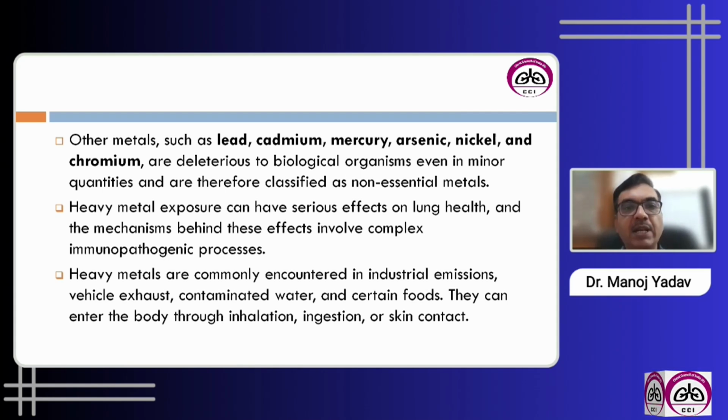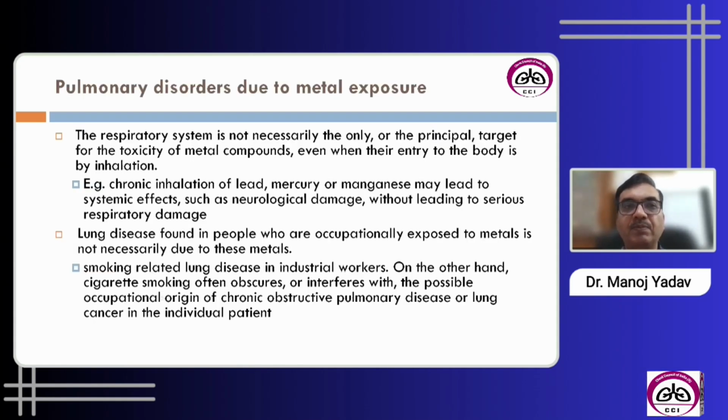Heavy metal exposure can have serious effects on lung health, and the mechanisms behind these effects involve complex immunopathogenic processes. Heavy metals are commonly encountered in industrial emissions, vehicle exhaust, contaminated water, and certain foods. They can enter the body through inhalation, ingestion, or skin contact. Some criminals have used some heavy metals to poison their victims too.